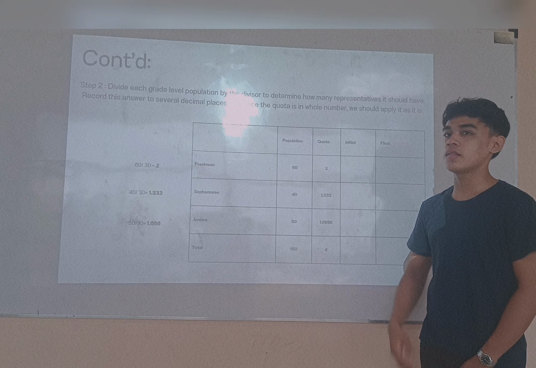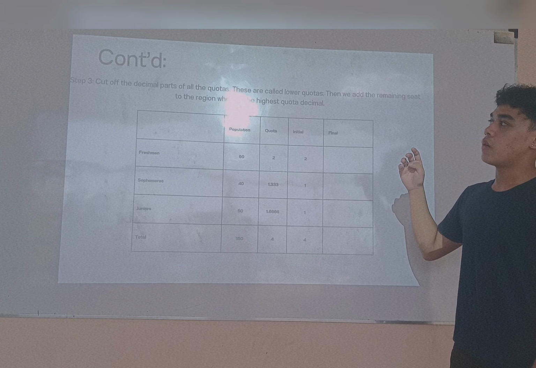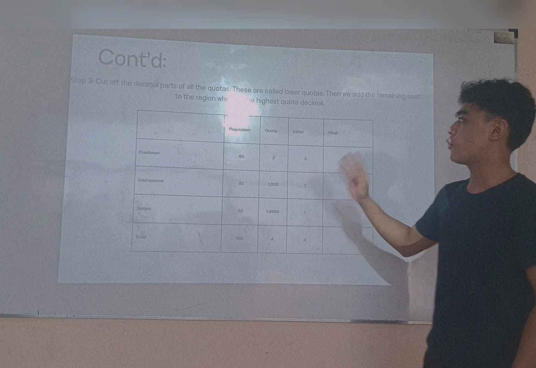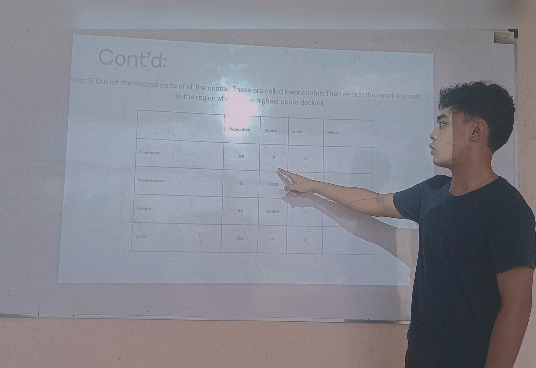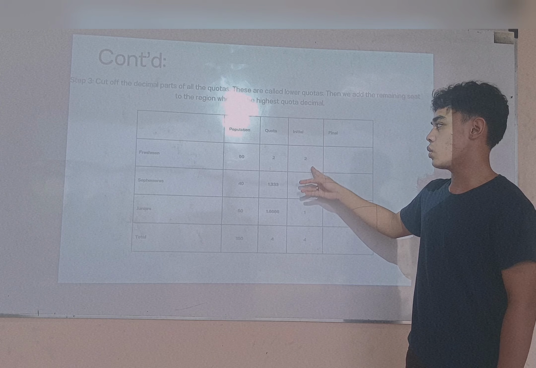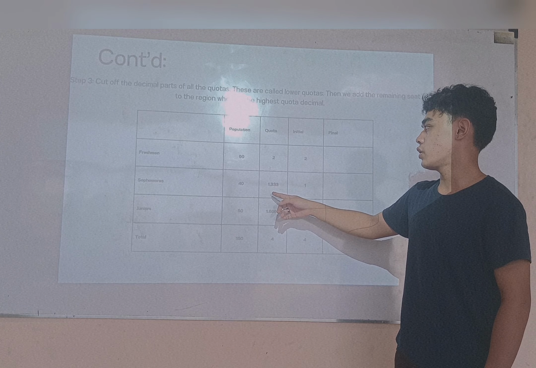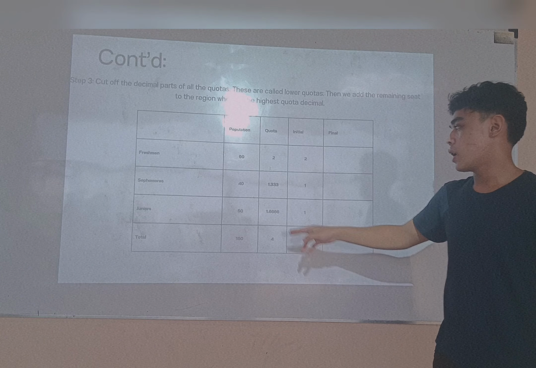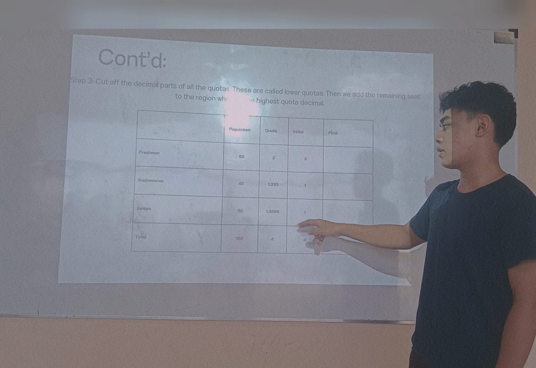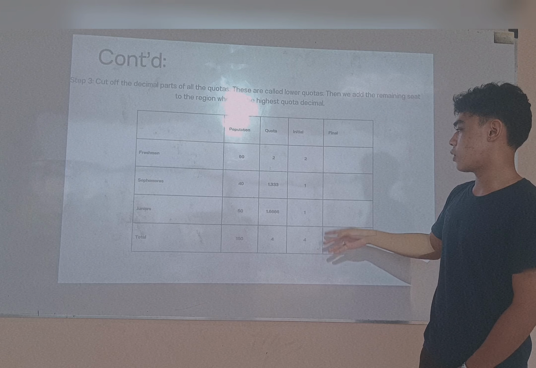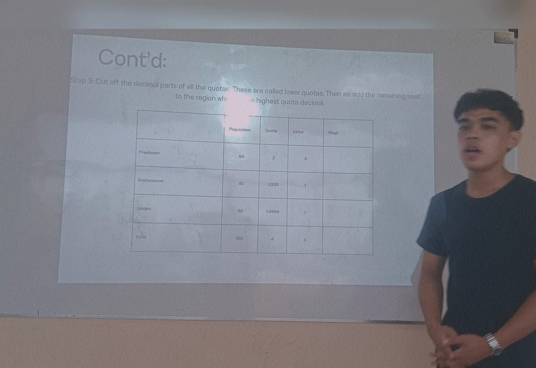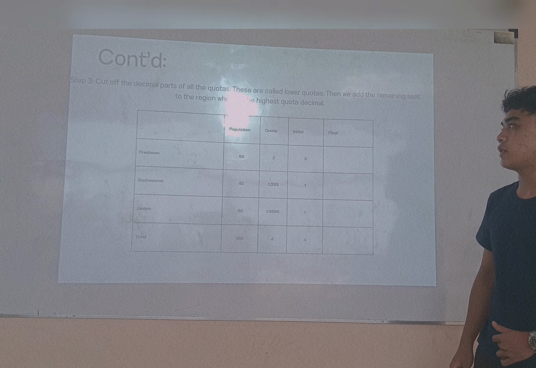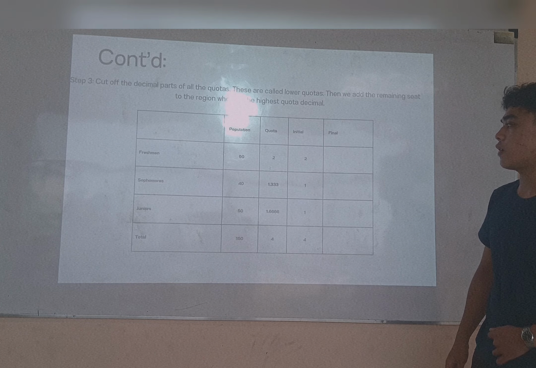In the next step, we need to cut off the decimal parts again. So in freshmen, there are no decimal parts, so we just put the 2 as is. For sophomores, we need to ignore our decimal part 0.333 and put 1, and ignore the 0.66 and put 1. That will give us the answer of 4 total representatives. So we need to allocate 1 missing representative seat among the grade levels.